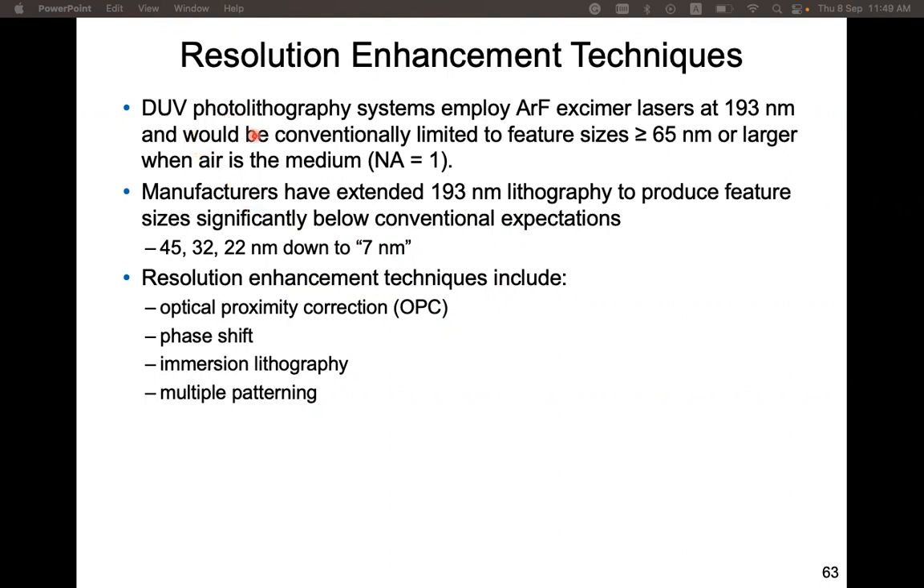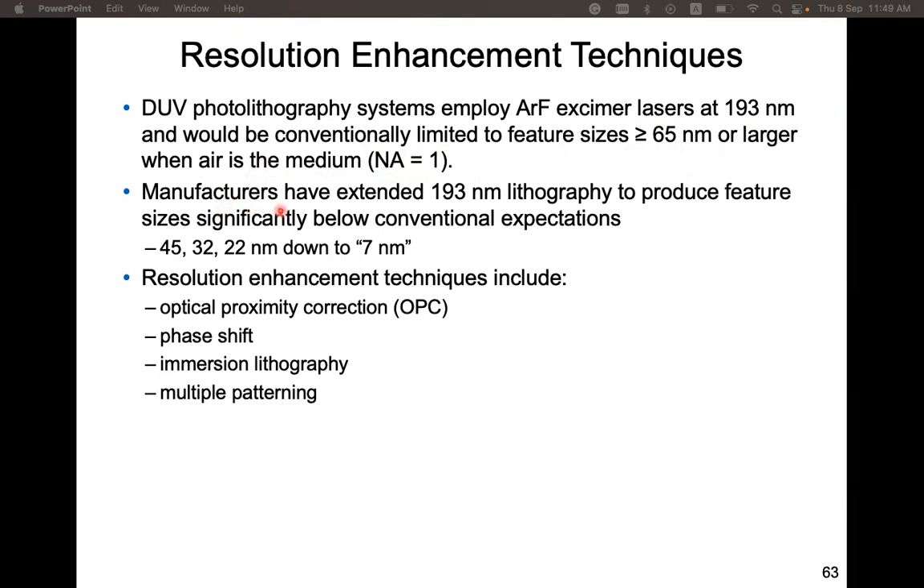So deep UV photolithography system means wavelength of 193 nanometer. The conventional resolution is, well, I say half wavelength, but still in the conventional system, 65 nanometer is possible. So the deep UV is possible for 65 nanometer or above, when the air is the medium, suppose the largest numerical aperture of 1 is used. That's the limit, conventional limit.